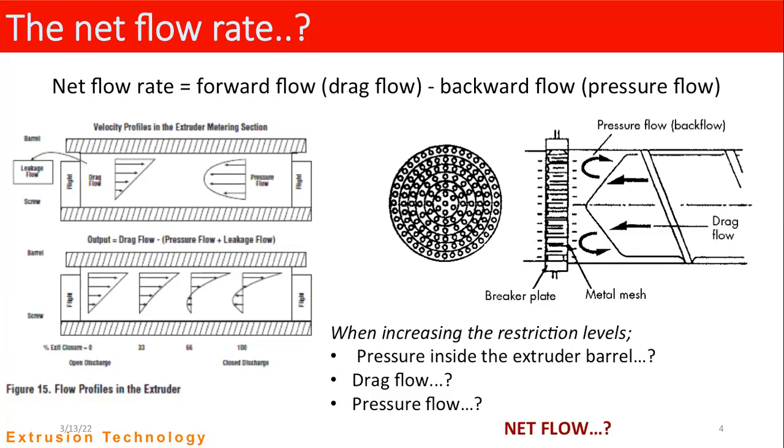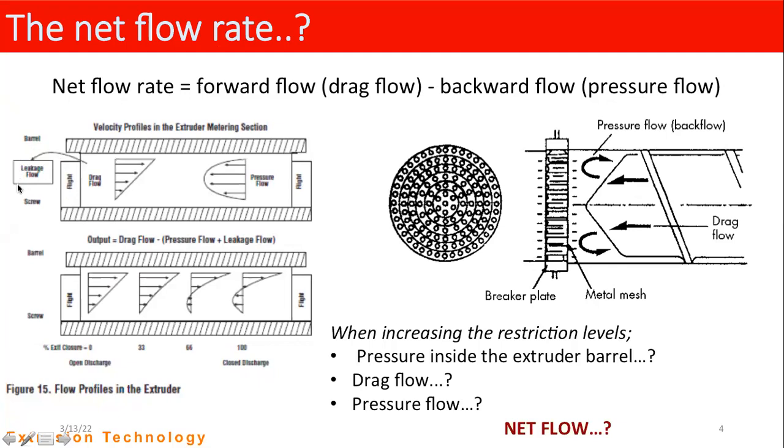Forward flow means it goes to the moving side, the extruder shaft moving side. Backward means the opposite side. So we call it the pressure flow. Right? These things are very important.